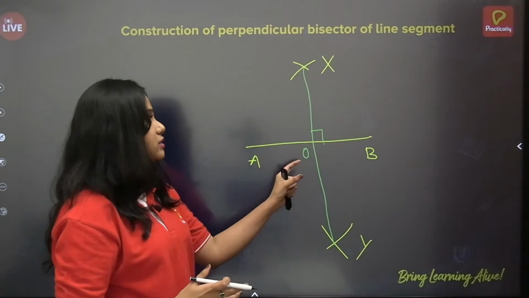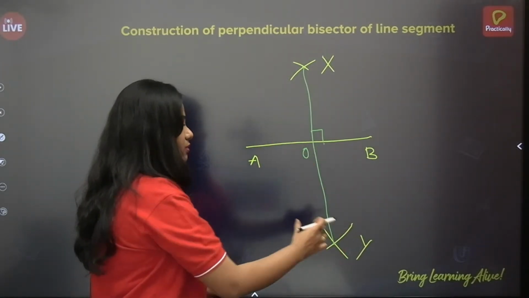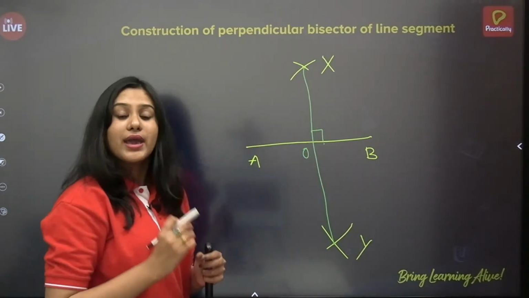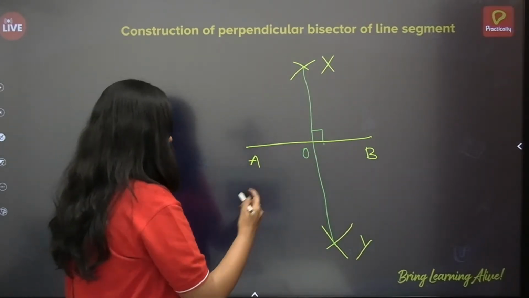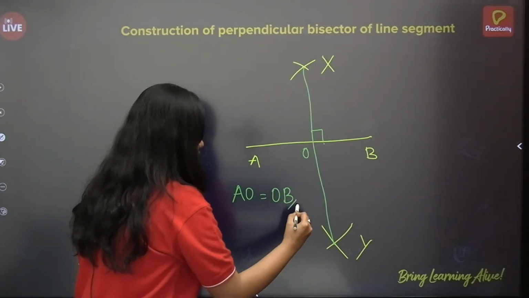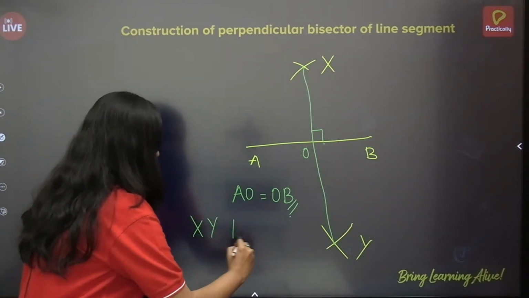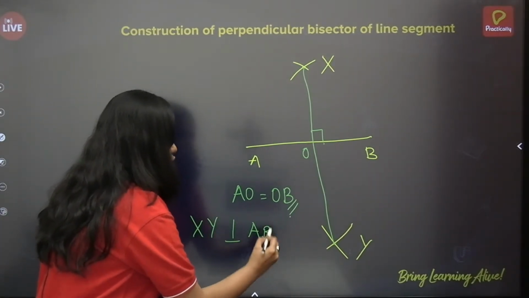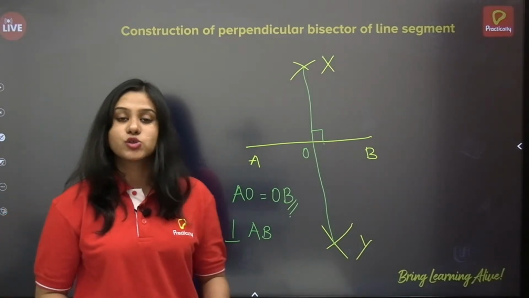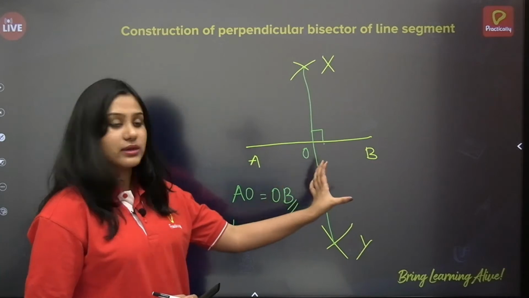This is what is meant by perpendicular. But what is bisector? The line XY divides AB into exactly two halves. What does this mean? AO is equal to OB. So XY is perpendicular to AB, and also AO is equal to OB. So this is a perpendicular bisector to the line AB.